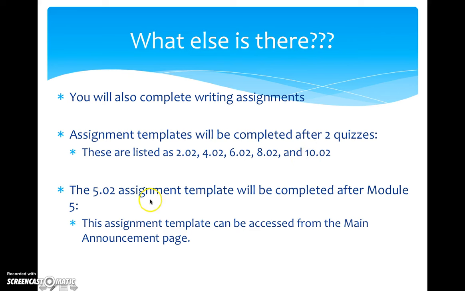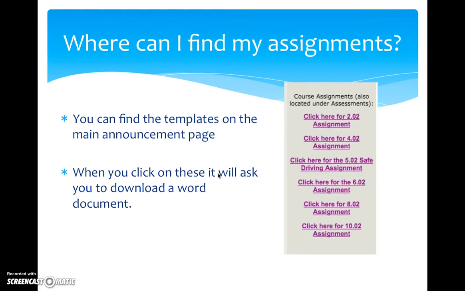And then there's a 5.02. All of these assignment templates are on that main announcement page that we first talked about and went through, and you can find all of them there. But you're going to want to complete the writing assignments after you complete 2 quizzes. So you're going to complete Module 1 quiz, Module 2 quiz, then you're going to go in and do assignment 2.02 and that writing assignment.